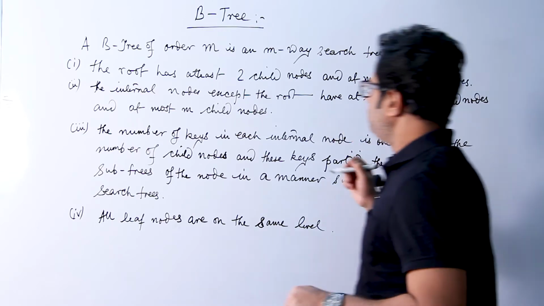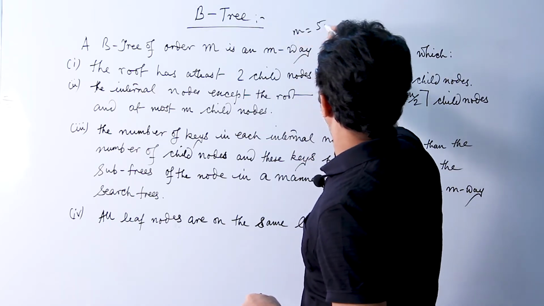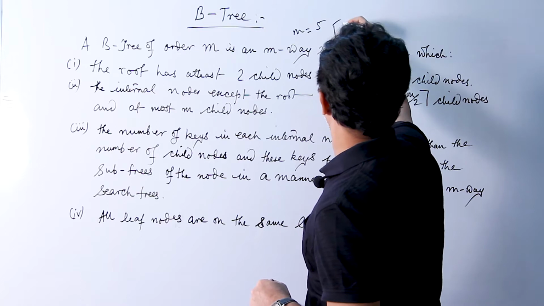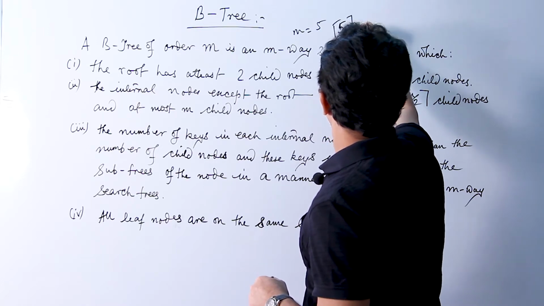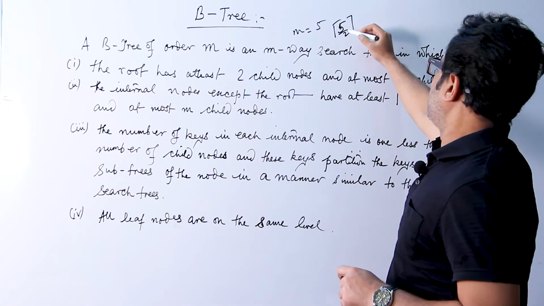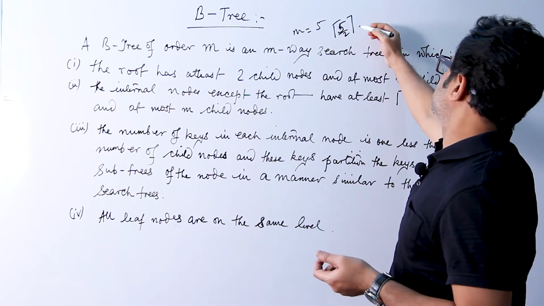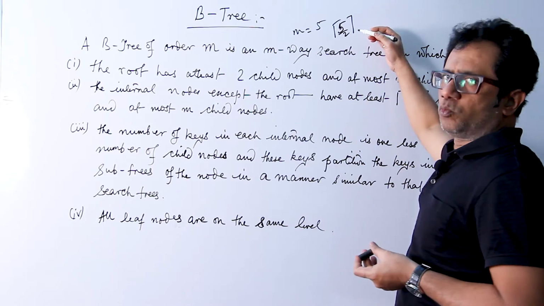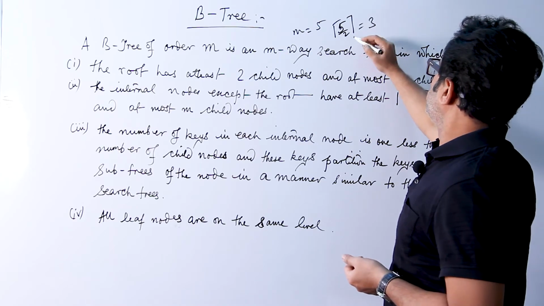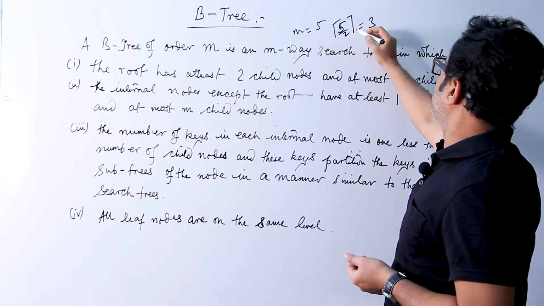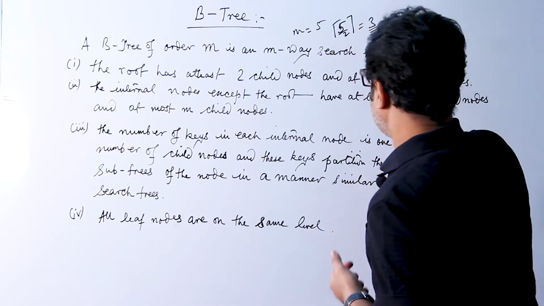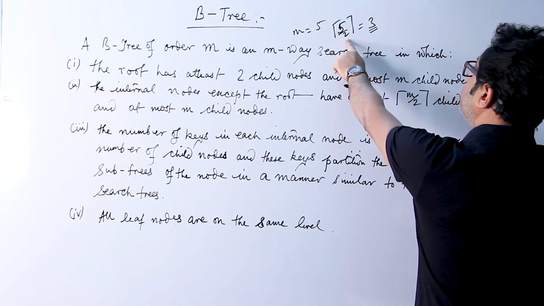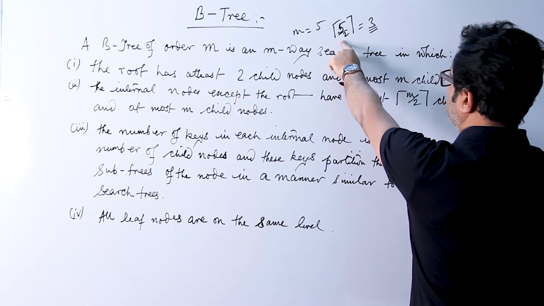That is, if m is equal to say 5, then it should have at least ceiling of m by 2, that is ceiling of 5 by 2. Ceiling of 5 by 2 means 5 by 2 is 2.5, and the ceiling function gives the least integer which is greater than 2.5. That is 3. So the ceiling function means the least integer which is greater than the fraction obtained by this calculation, that is 5 by 2.